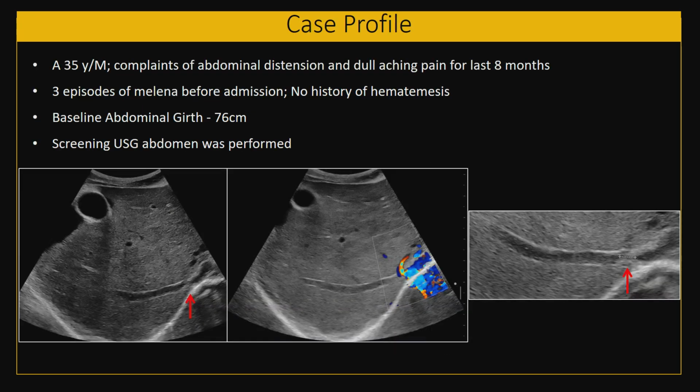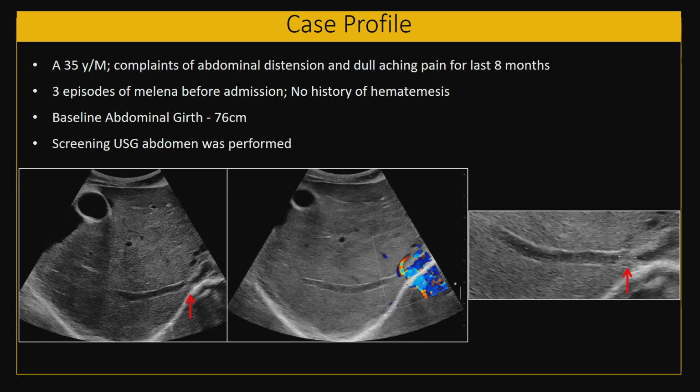Another case: this was a 35-year-old male who complained of abdominal distension and dull aching pain for the last 8 months. He had 3 episodes of melena before admission. There was no history of hematemesis. Baseline abdominal girth was 76 centimeters, and a screening ultrasound abdomen was performed with the clinical diagnosis of Budd-Chiari syndrome.